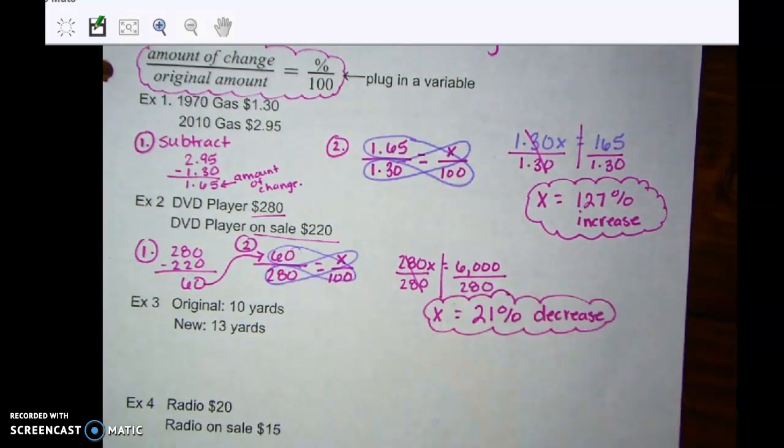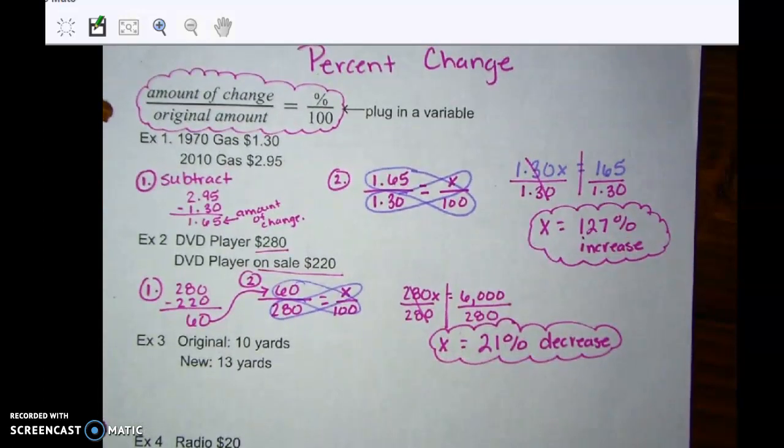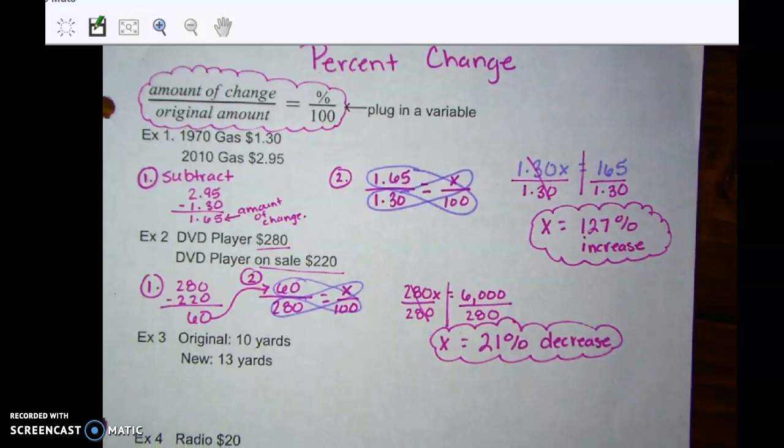And that is how you find the percent change. So you increase or decrease. Okay? You go ahead and you do 3 and 4.